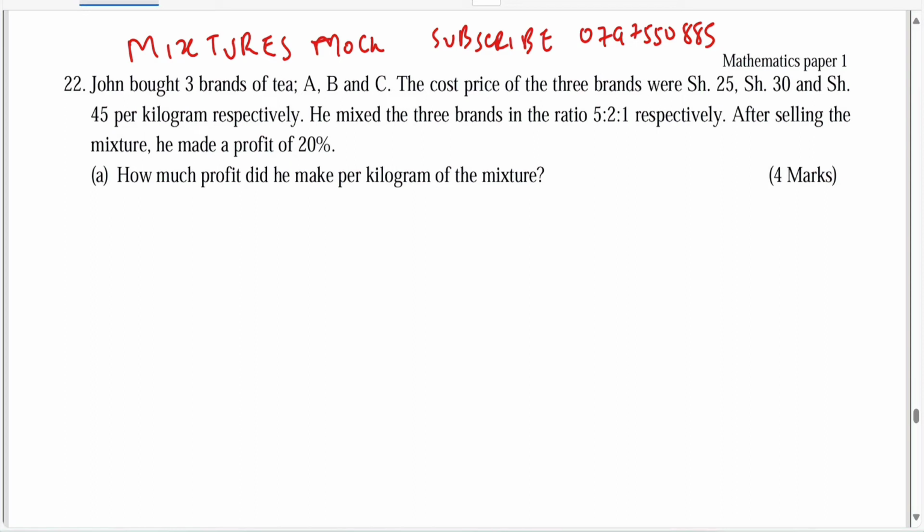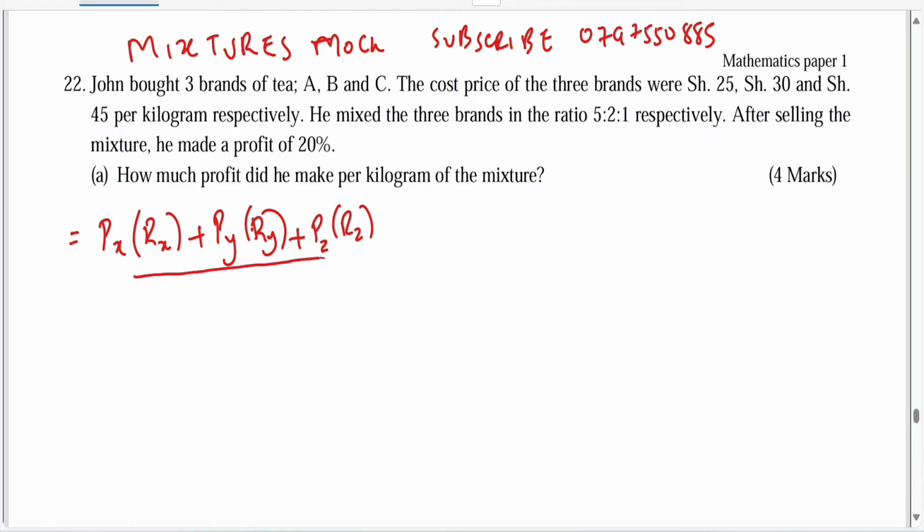Okay. So, swali rahisi sana. So there are many ways of solving this, but I would just show you one way. Nitakuonesha njia moja tu. So umeambiwa the cost price of 3 brands ni hiyo 25, 30 na 45, in which ratio zake umepewa. So usually ukipata swali kama hili, kupata yani price per kg, utachukua tu price ya ile commodity ya kwanza, let's say X, times ratio yake plus price ya commodity ya pili times ratio yake plus price ya commodity ya tatu labda times ratio yake, then divide by the total ratio.